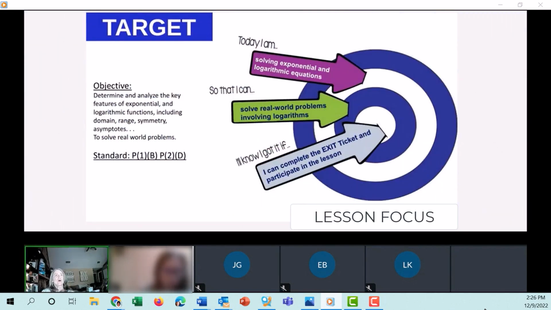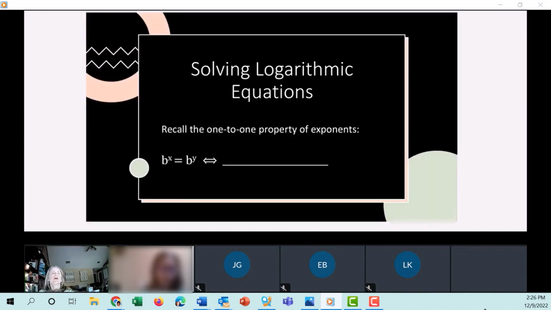So today we're going to be solving exponential and logarithmic equations to solve real-world problems involving logarithms. There are going to be a lot of words here. If you've been working on vocabulary and building on that, it may be a little easier for you, but I need your help. So let's go back to what we were talking about a minute ago.